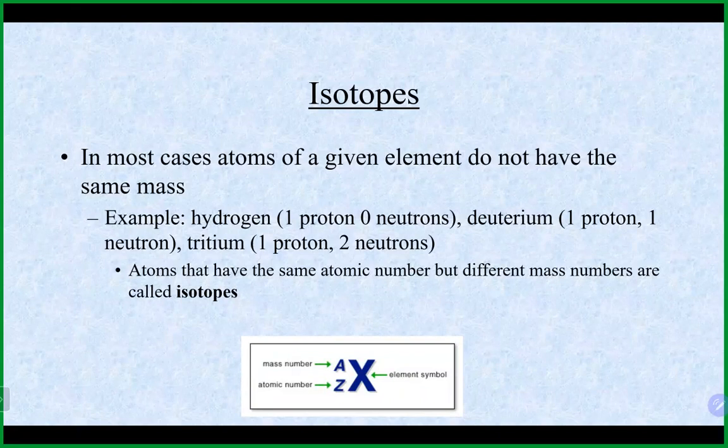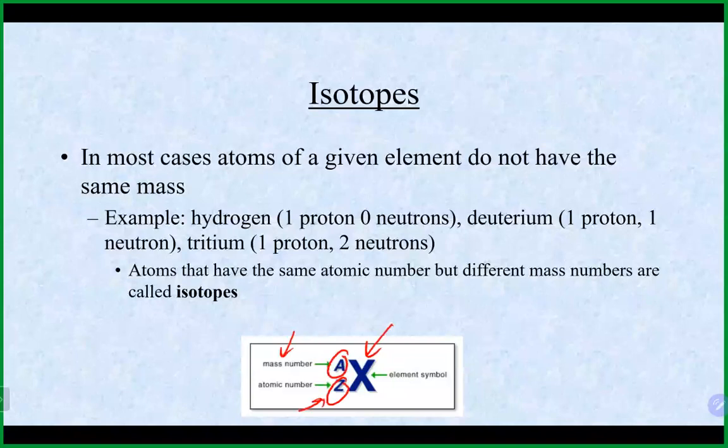So for example, hydrogen has 1 proton and no neutrons. Deuterium, which is sometimes referred to as heavy hydrogen, has 1 proton and 1 neutron. And tritium, which is like the radioactive version of hydrogen, has 1 proton and 2 neutrons. A very common way that we write symbols to represent isotopes, including their mass number and atomic number, is we use the symbol, and top left is the mass number, and bottom left is the atomic number. So that is a very common way that we do it.